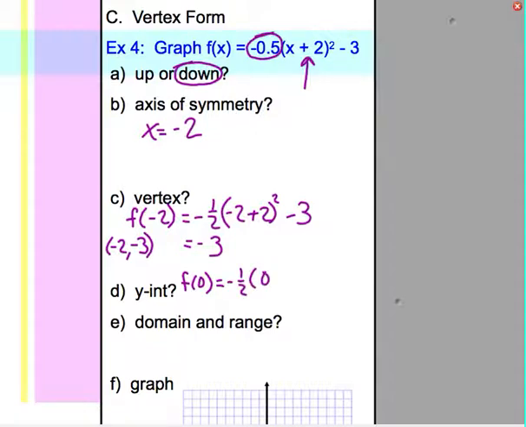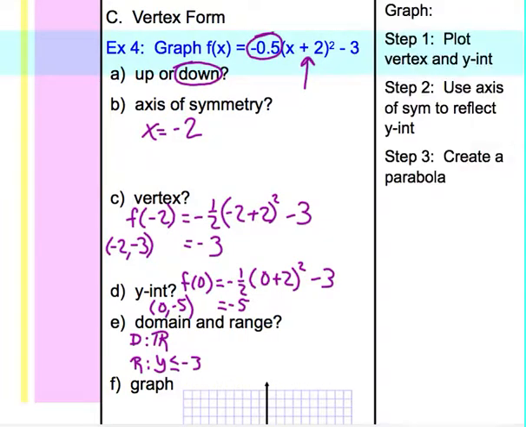Now the y-intercept, using my fraction again. So inside my parentheses, I have 2 squared is 4. 4 times negative 1/2 is negative 2. Negative 2 minus 3 is negative 5. So my y-intercept is 0, negative 5. Domain, always all real numbers. Range, because our graph opens down, it's less than or equal to the y-coordinate of our vertex.